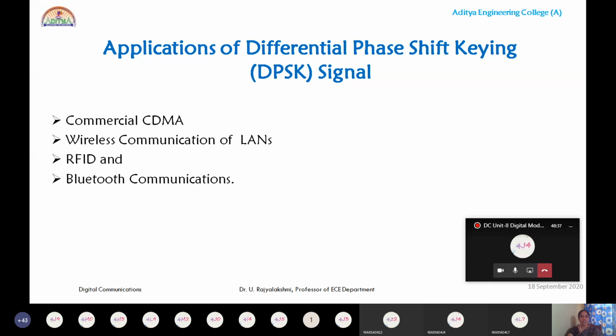But wherever you want simplicity for the circuit and power consumption, you can opt for differential phase shift keying. But error is somewhat high compared to binary phase shift keying. So here you can use almost all applications similar to those of binary phase shift keying. And here the bandwidth is also less, power consumption is less. So, so many advantages.